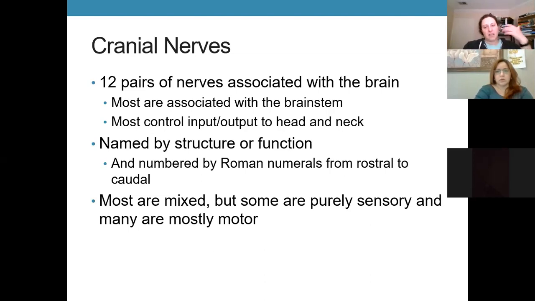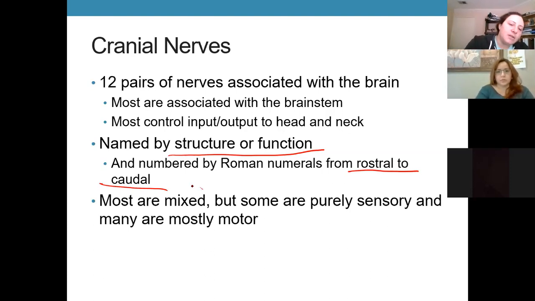Because we don't have spinal cord segments, instead they got named by structure or function, which you'll see as we go through. And they were given numbers by Roman numeral, which is stupid, but it's the way it is, from rostral to caudal. I'll show you when you look at the picture. Basically, the ones that are closest to the front, or most anterior when we look at the brain, are number 1, and we go back from there.